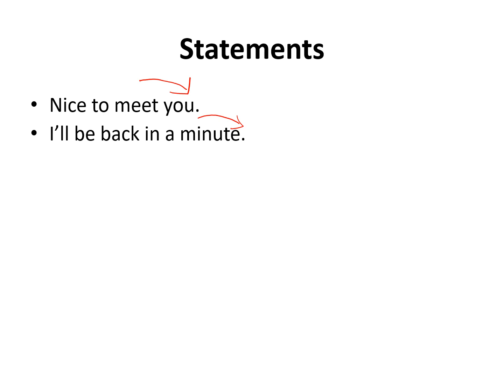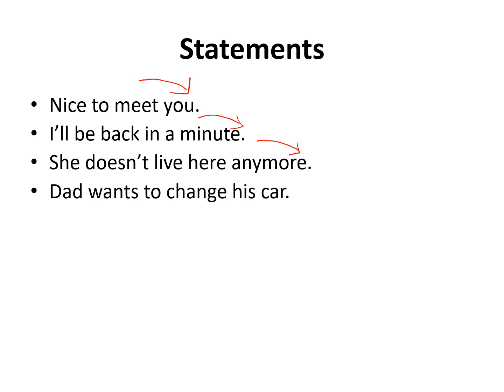Any kind of sentence which falls under the category of SVO, SV, IO, DO, all these things, we use as statements. They are all ordinary statements which take falling intonation. The next one, she doesn't live here anymore. She doesn't live here anymore. So here we have falling intonation. Dad wants to change his car. Dad wants to change his car. So again, a falling intonation.